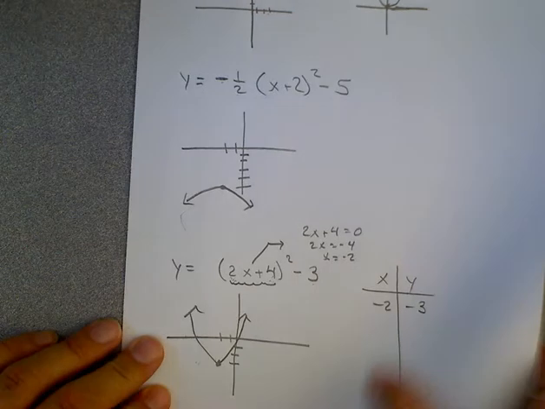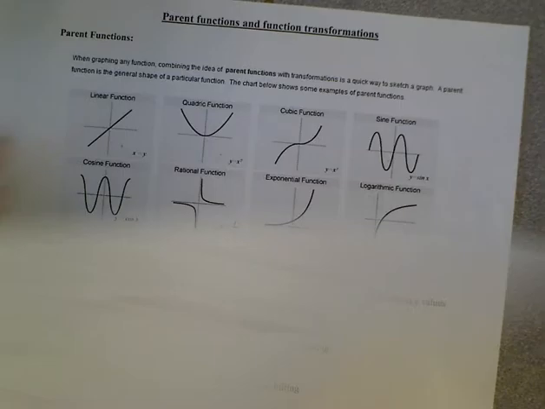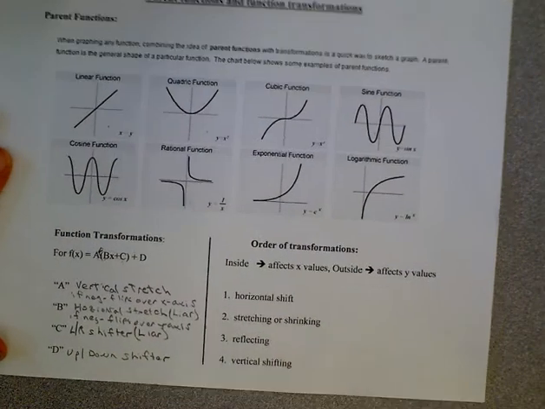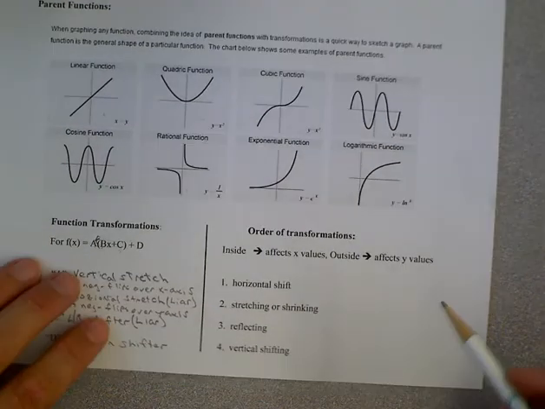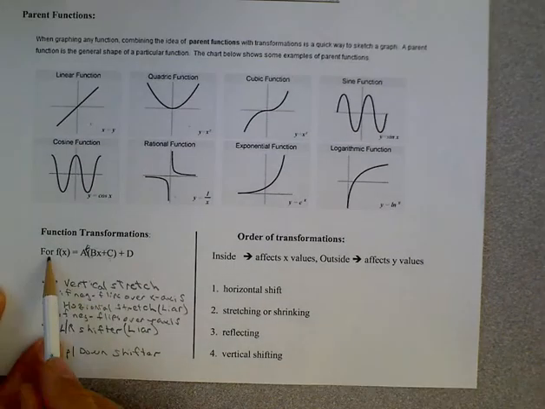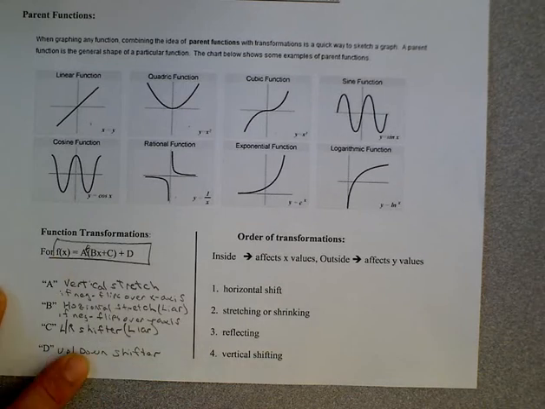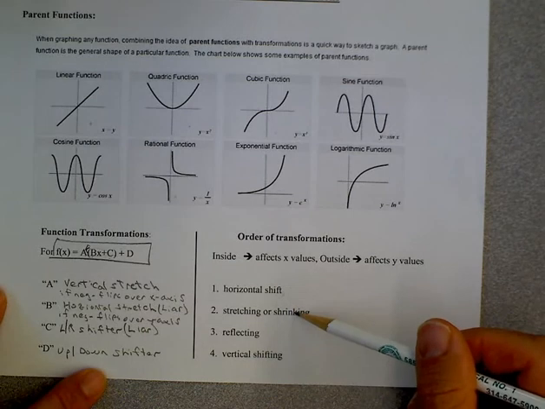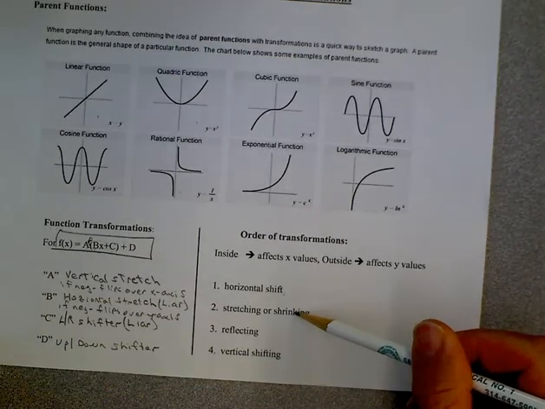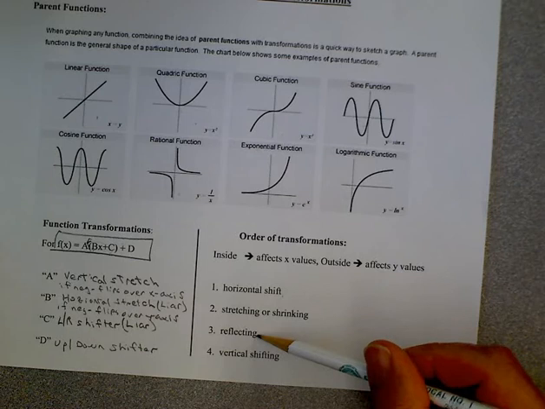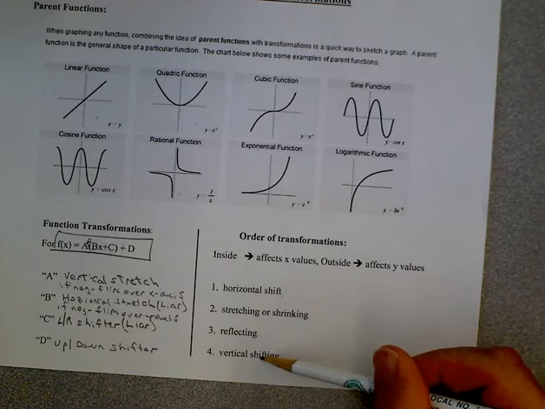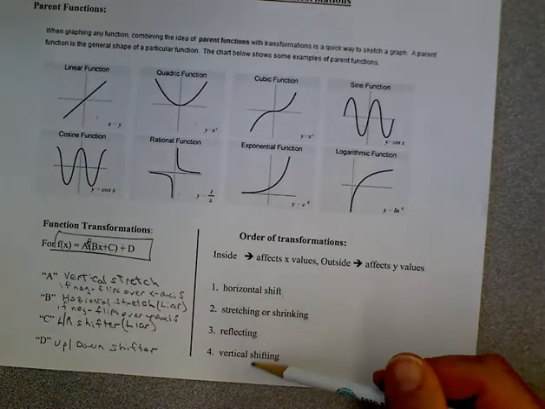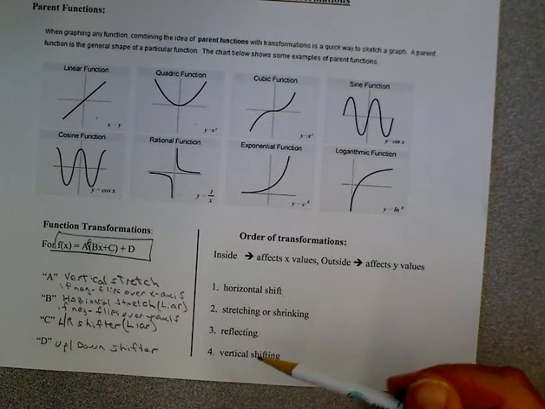The order of transformations that I was talking about is this. So from our book, if you consider this, then first do any horizontal shifting. Then do any stretching or shrinking, whether it's vertical or horizontal. Then do the reflecting, and then do any vertical shifts. And if you follow that process, it gets you to the right place every time.